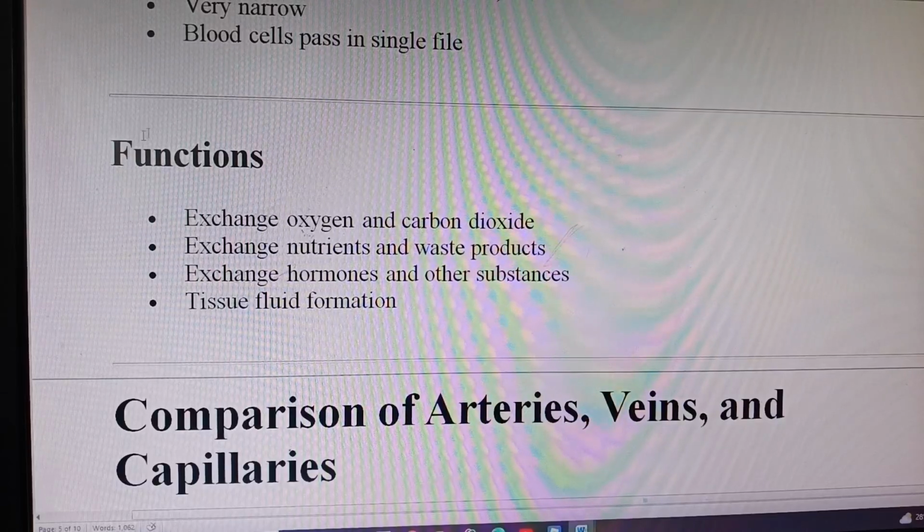Now we will see the functions of the capillaries. First function is exchange of oxygen and carbon dioxide between the body cells and capillaries, and exchange of nutrients and waste products between cells and capillaries, and exchange of hormones and other substances, and tissue fluid formation.